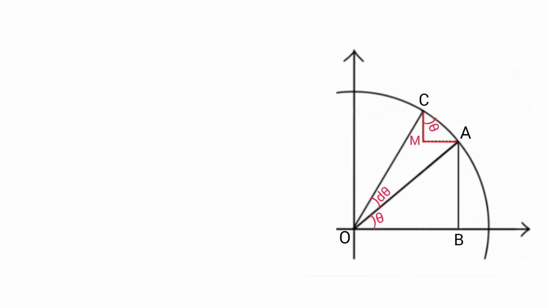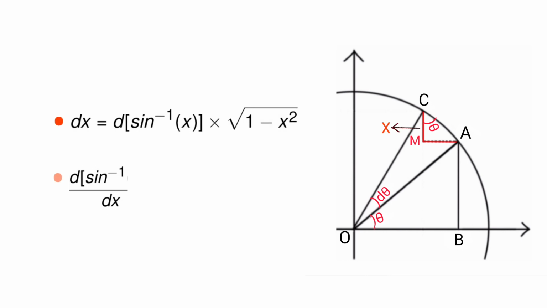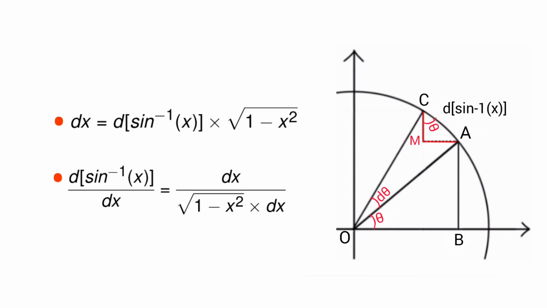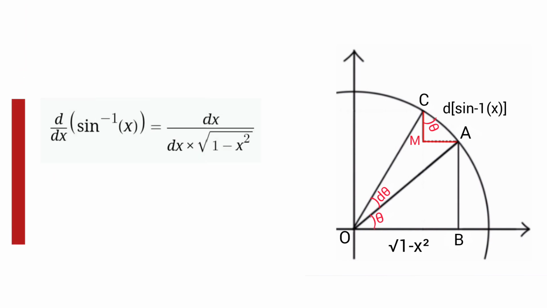To find the change in angle in terms of x, we notice that dx is the cosine component of the arc CA. Hence, we rearrange this equation for d sine inverse x. The final result, obtained by taking the ratio of the sine inverse function with the change in x, yields the equation for the derivative of sine inverse x.